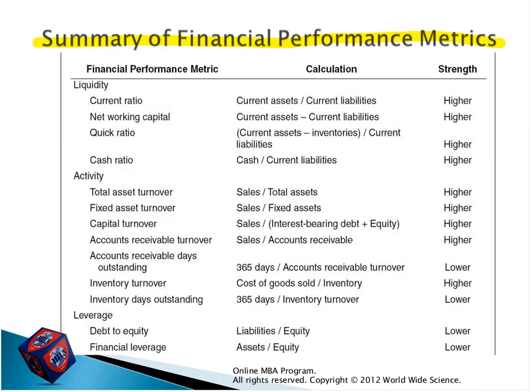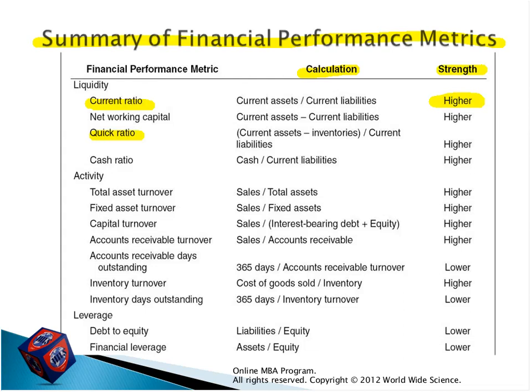The first one, liquidity ratio. Remember, we have done the current ratio and the quick ratio. And here is given to you the calculation, which means the formula, and the strength, which means what the result should be, at which level, the higher or lower. So, for example, the current ratio, the higher the result you have, the better it is for the company.